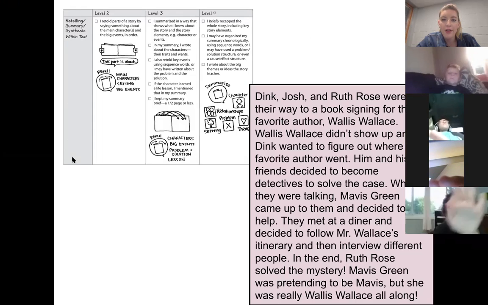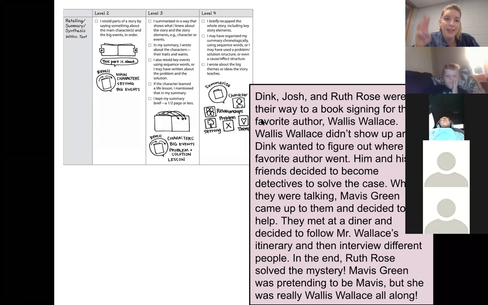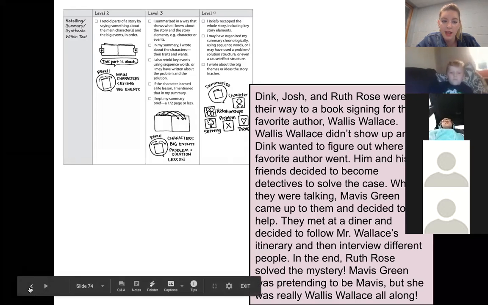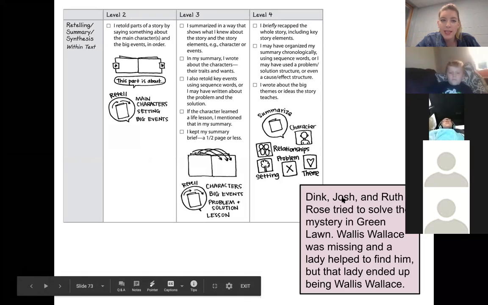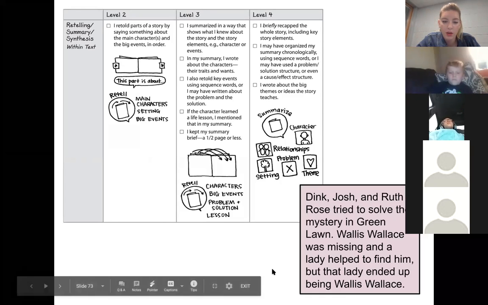All right, so I would agree with you guys that this could be either a 3 or a 4, but I'm going to go with this as probably a 3, because it doesn't teach us any of the themes. And then let's go back to this slide. And so I would say that this shorter retelling, the first one we did, would be a level 2, all right?